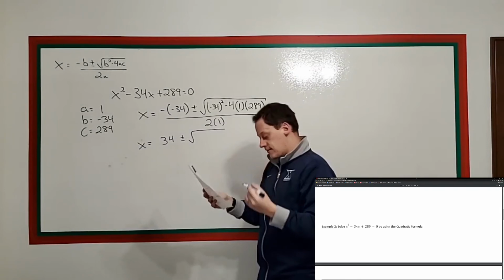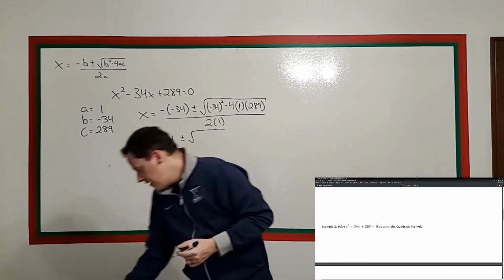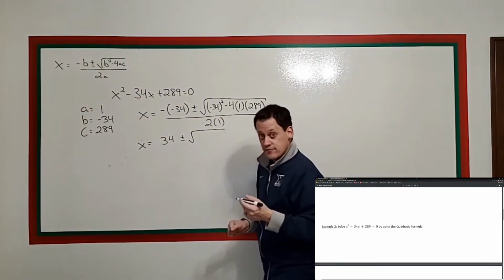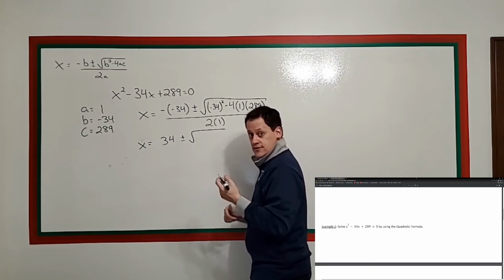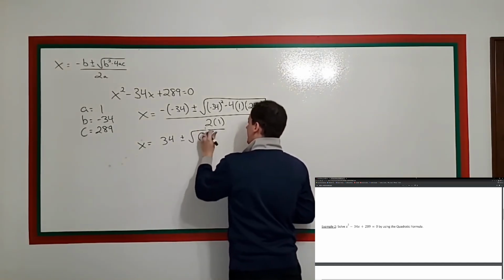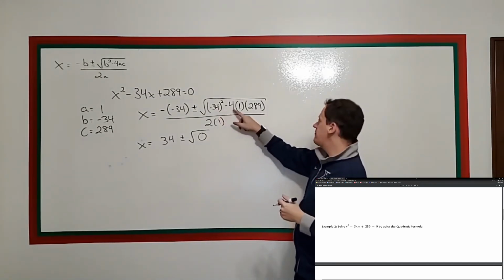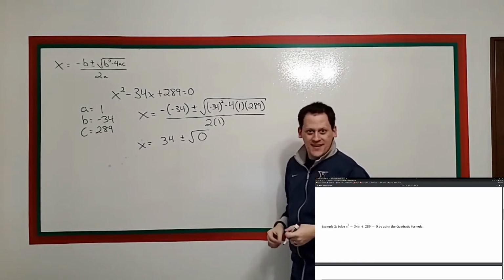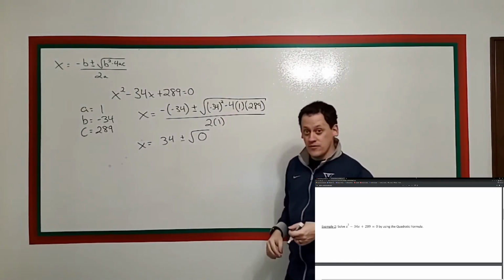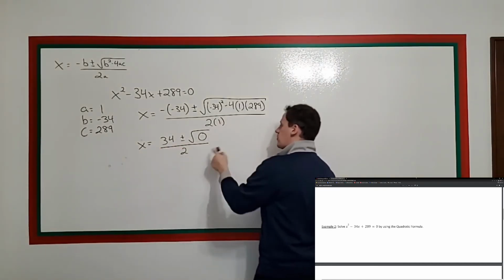This is my calculator. Oh, okay. Turns out, if you don't want it spoiled, pause the video. This is your last chance. 34 squared and 4 times 289 are the same. So when you take the difference of those two things, you get 0 inside the square root. Fun. This is all over 2 times 1, which is 2.